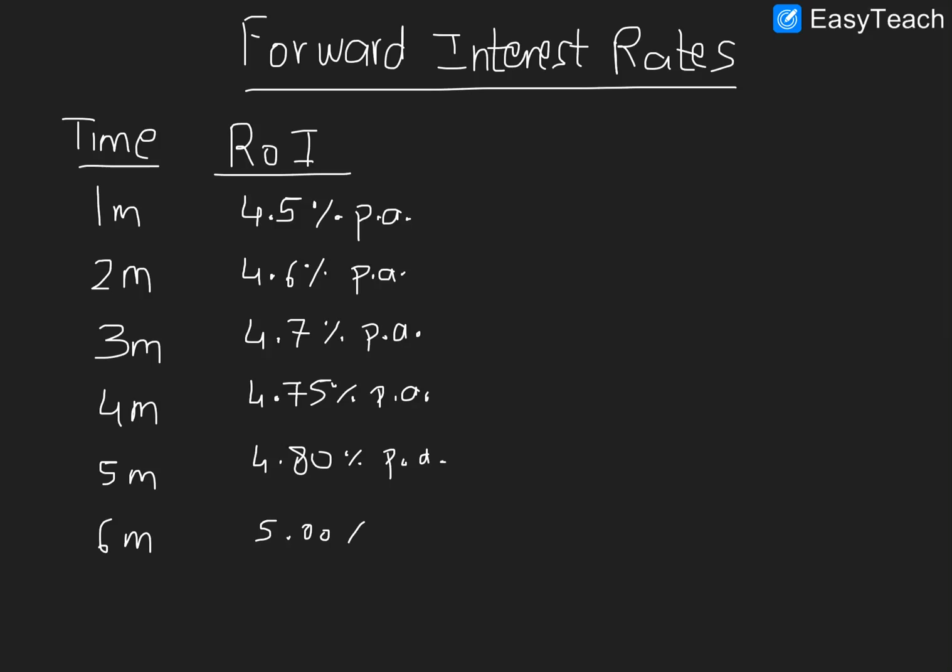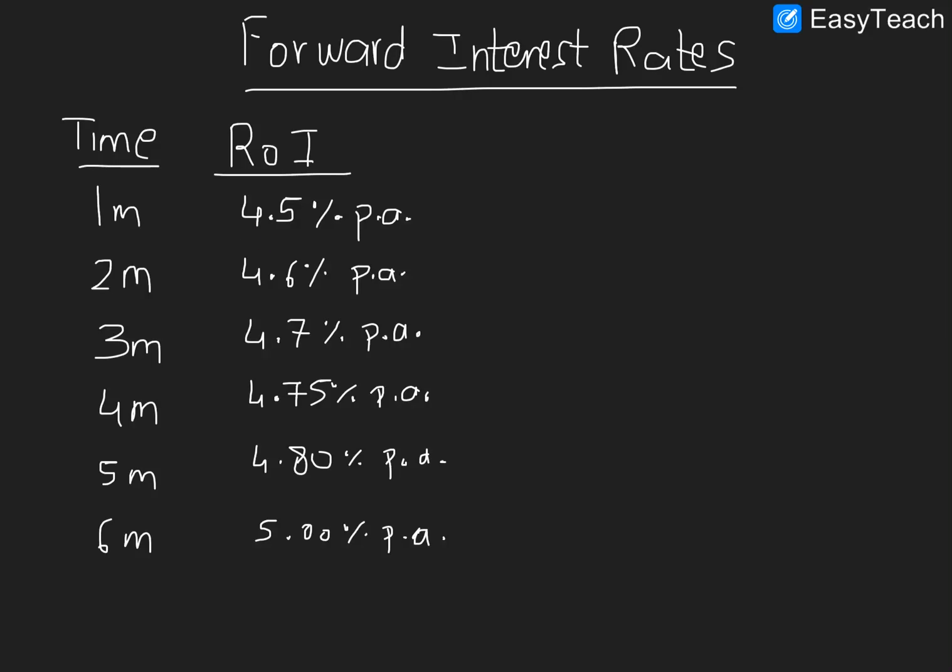So here our yield, or I can say the rate of interest, is increasing. This is increasing along with the duration of the time. But mind it, these rates of interest are all per annum rates. So that doesn't mean that for every 100 rupees invested you will get 4.5 as the interest for 1 month. No, that's going to be proportionately considered for 1 month.